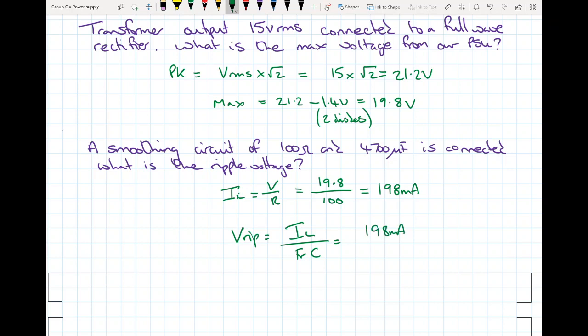is 198 milliamps divided by, we assume it's a 50 hertz supply again, so that gives us a 100 hertz frequency, times by our 4700 microfarads, equals a bit better, but still not brilliant. Ripple 421 millivolts.